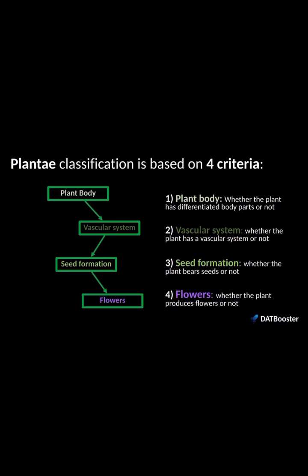Many students struggle with plant taxonomy. I know I did. But it can be summarized based on 4 criteria, 4 questions that you need to ask yourself. Once you have these questions down, it's relatively simple and straightforward.